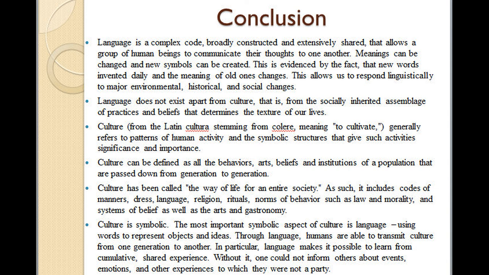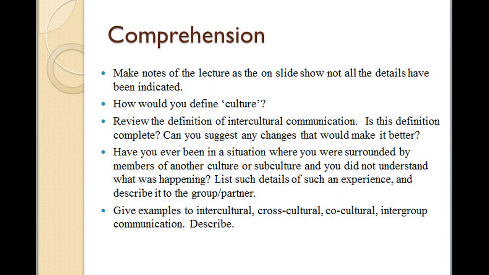Culture is symbolic. The most important symbolic aspect of culture is language, using words to represent objects and ideas. Through language, humans are able to transmit culture from one generation to another. In particular, language makes it possible to learn from shared experience. Without it, one couldn't inform others about events, emotions, and other experiences to which they were not a party. Language is both part of a culture as well as the medium by which culture is defined and described.